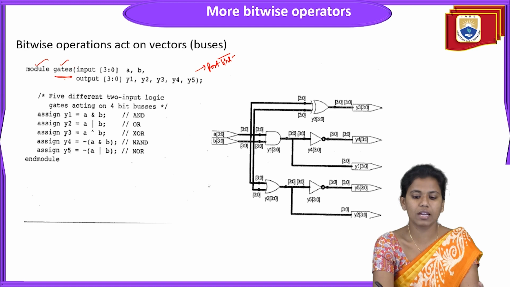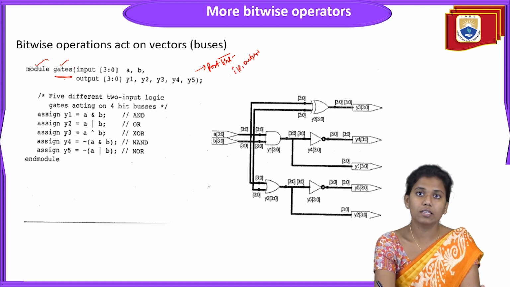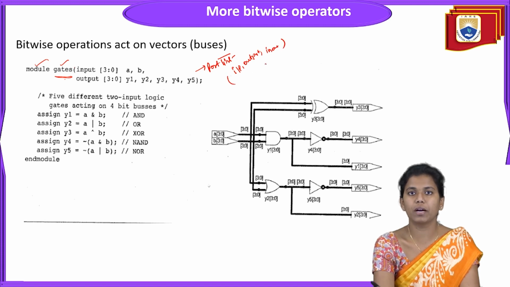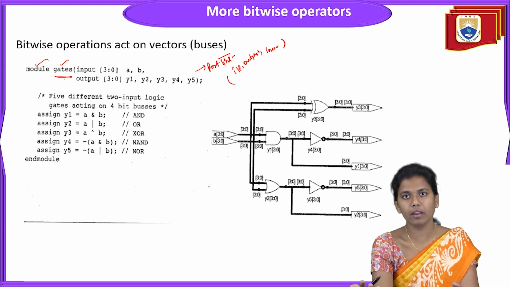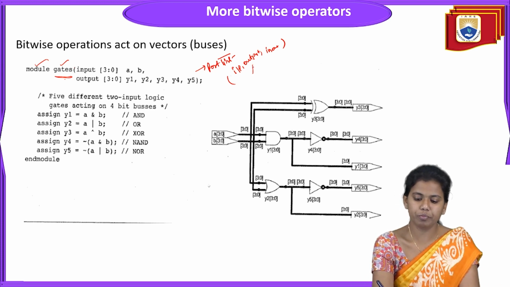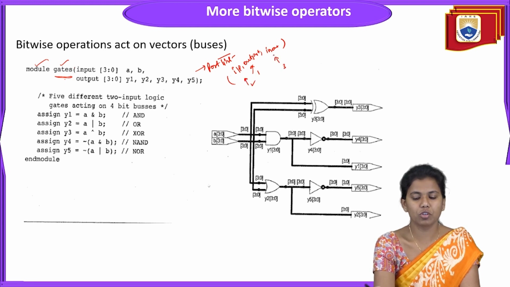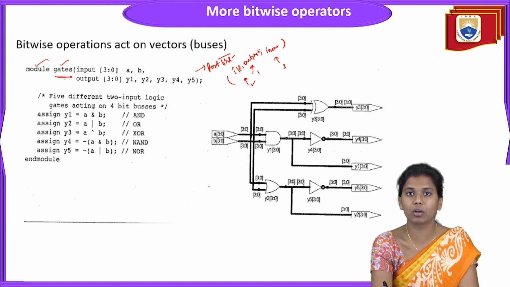The port list always considers the input ports as well as the output ports and in-out ports. But when you are representing the input, output and in-out ports in the port list, always remember that the output ports should come first, followed by the input ports, and then followed by the in-out ports. So this is how we need to represent the port list.